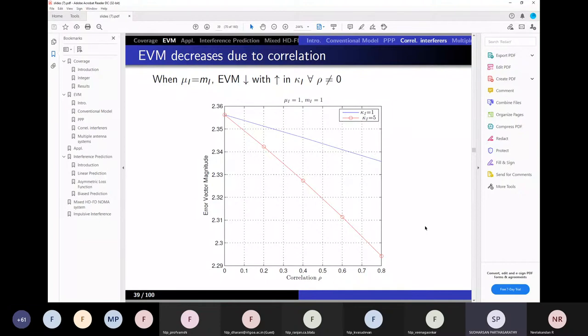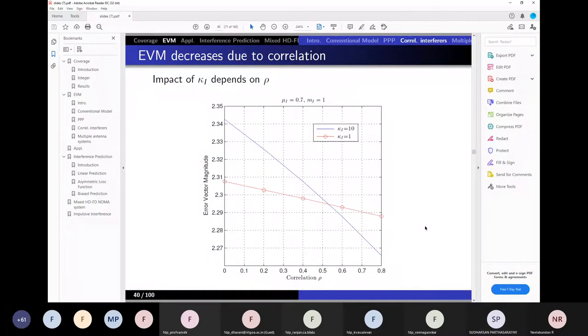Next slide, slide number 40. When mi is greater than mu I, again the impact of kappa I depends on rho. So when mi is greater than mu I, when there's no correlation, as we saw before, with increase in kappa I, your EVM will increase. But that is true when there's no correlation. When there's more correlation, it's no longer true. With increase in kappa I, your EVM actually decreases. It's also an interesting observation.